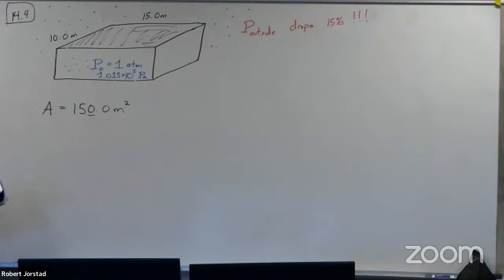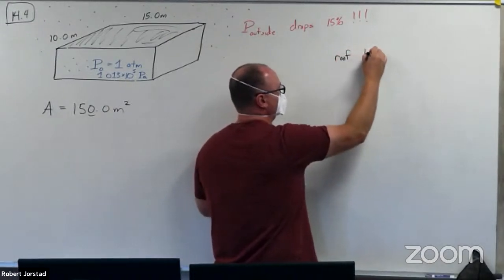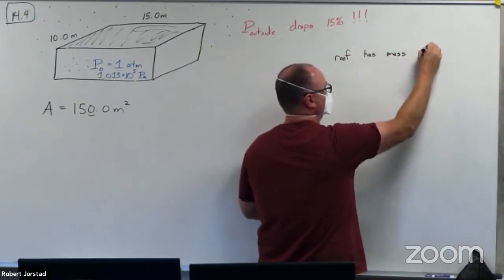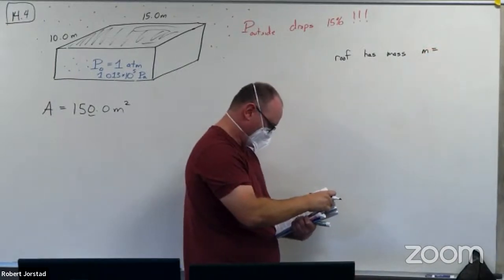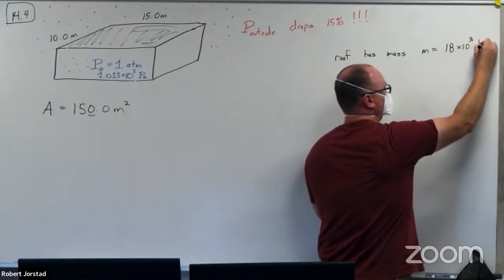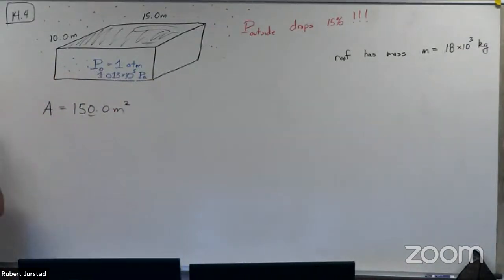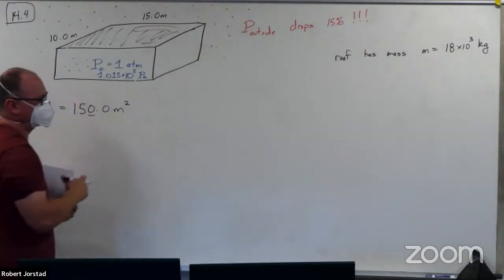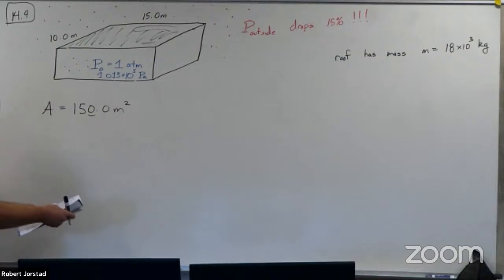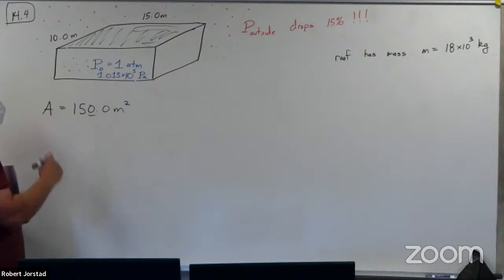All right. And then we know the roof has mass 18 metric tons. 18 times 10 to the third kilograms. Approximately 20 regular tons. Okay. All right. Is that right? I'd have to think that through, because you multiply by 2.2, I think. Okay, whatever. We can figure that out later.